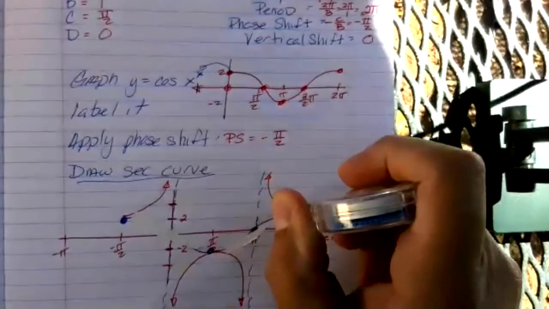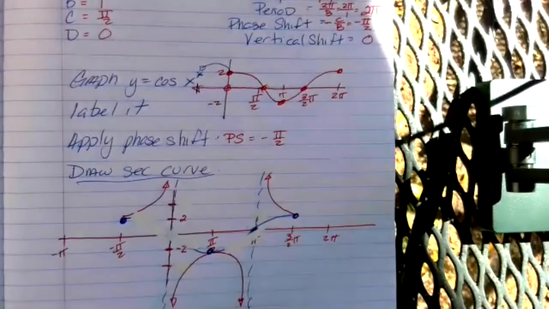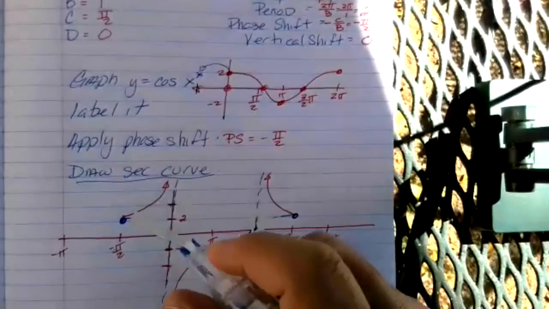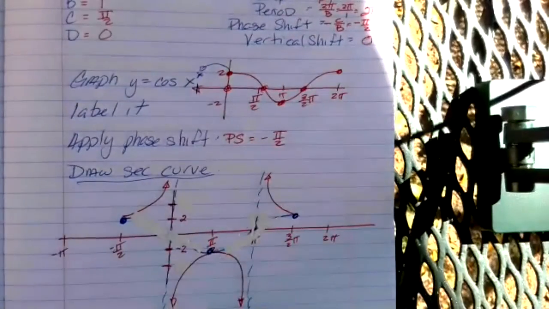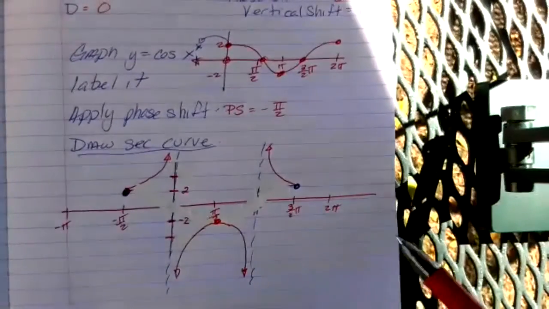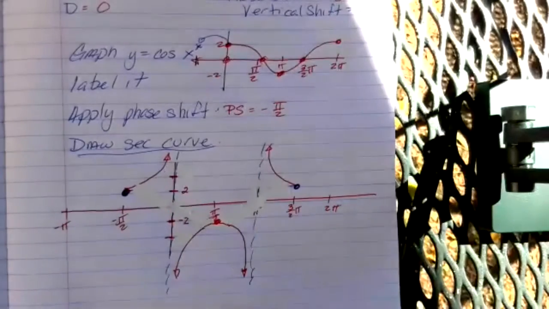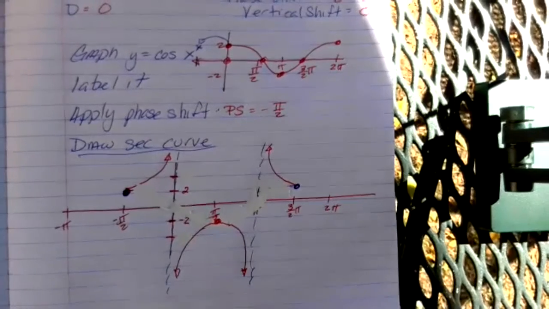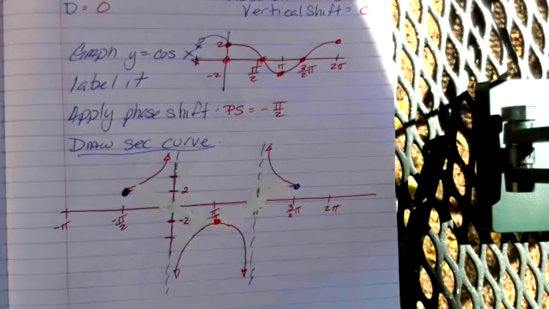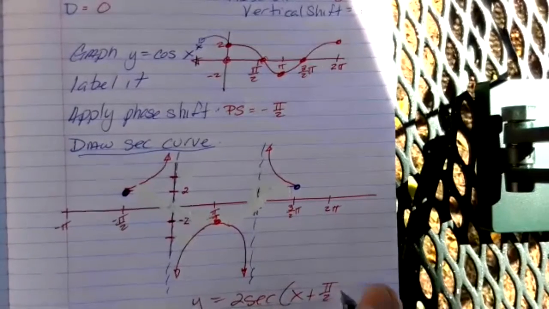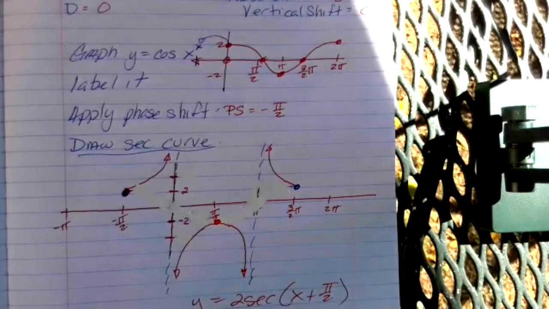If you're using pencil, this would be easier. I'm messing up my whiteout tape. And there it is. So we started with a cosine curve, we shifted to the left, and then we put our reflections to make our secant curve. The end. Y equals 2 secant of x plus pi over 2. That's what it would look like.